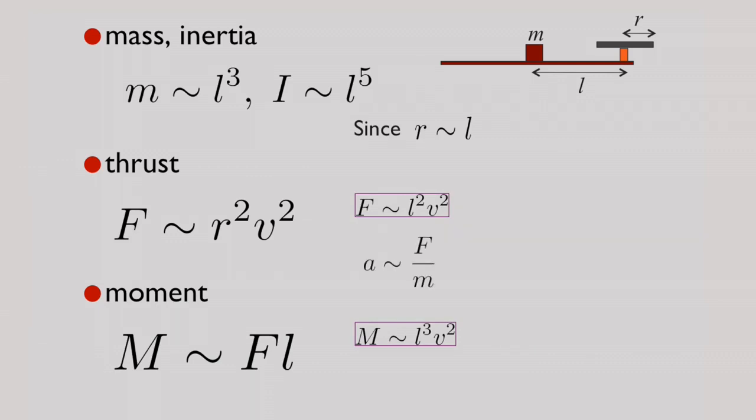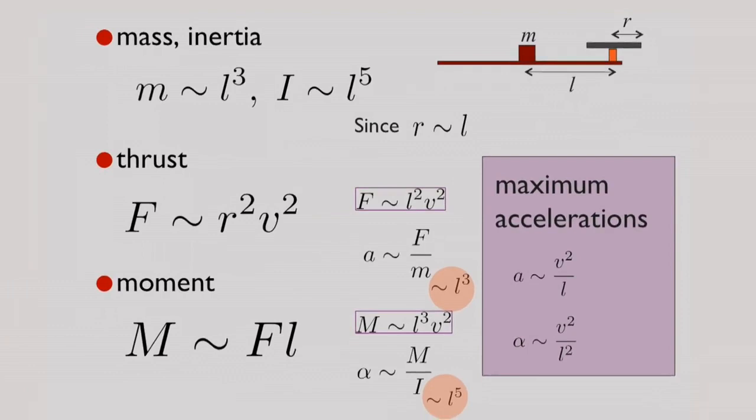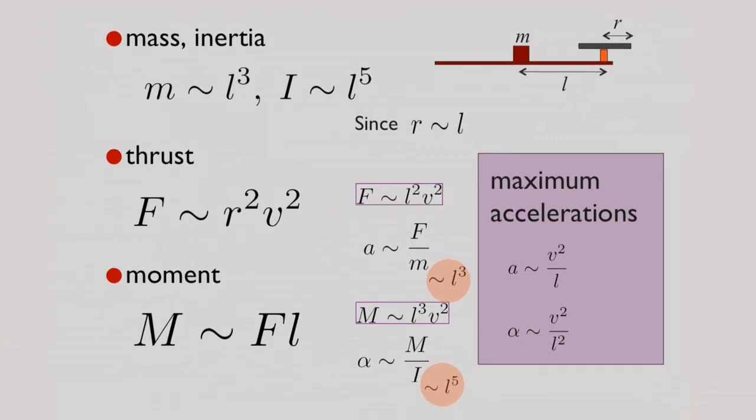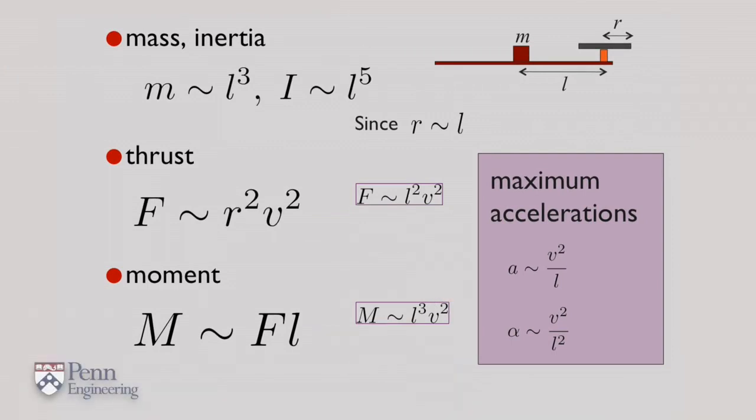Now let's look at the max acceleration and the max angular acceleration, which we can calculate by taking the total thrust, dividing it by the mass, and the total moment, and dividing it by the moment of inertia. If you substitute the appropriate scaling rules, the mass going as L cubed, the inertia going as L to the fifth, you quickly realize that the maximum accelerations, linear and angular, go as v squared over L and v squared over L squared. How does the blade tip speed v scale as the characteristic length?